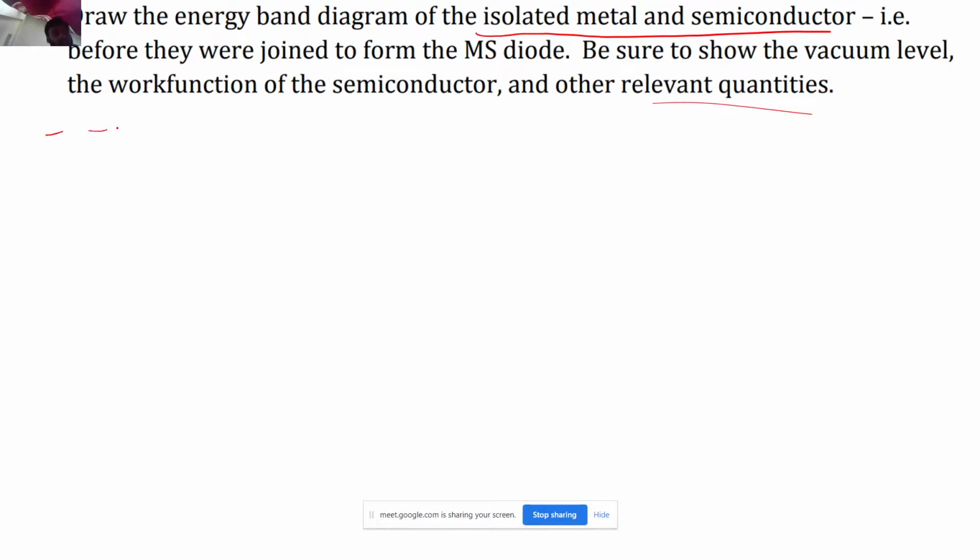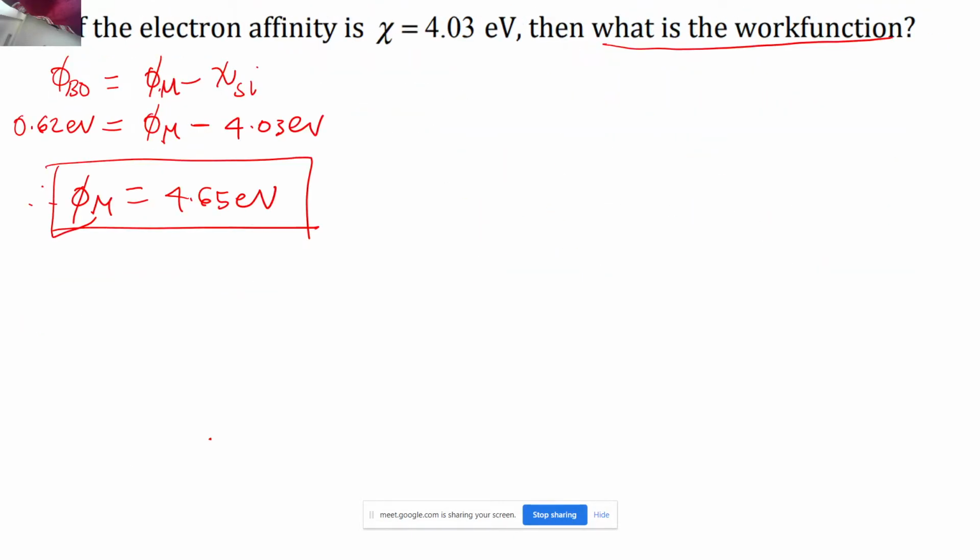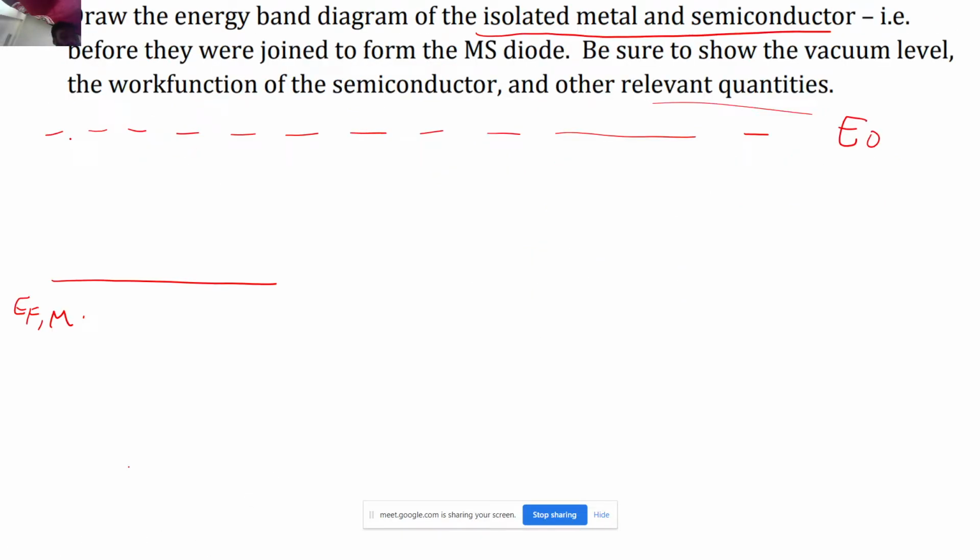Exactly. So let's say this is my vacuum level, correct? Now let's say I have the Fermi level for the metal present over here, and at what distance will it be present? I had calculated it, right? The phi m, you helped me to calculate this value, phi m, 4.65 electron volts, right? So this is 4.65 electron volts, correct?